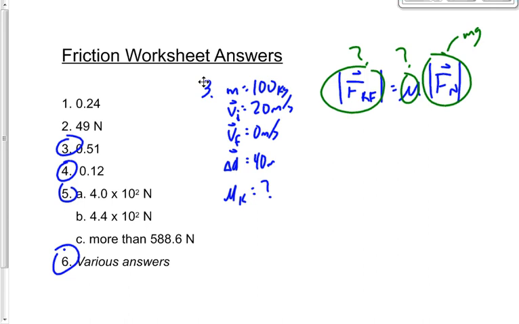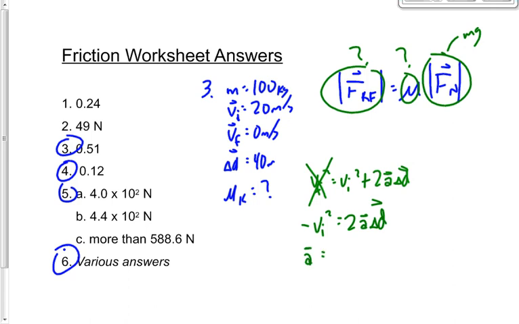Now, the one that I'd probably use is vf squared is equal to vi squared plus 2ad. The vf is 0. Let's take the vi squared over by subtracting. Negative vi squared equals 2ad. Now let's take the 2 and the d over by dividing. It becomes negative vi squared over 2 times d.